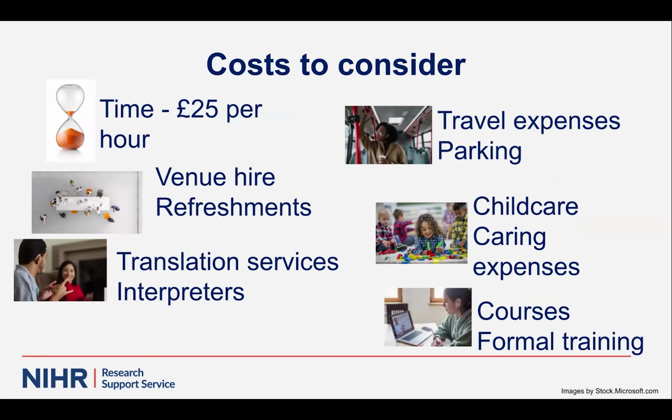In terms of broad guidelines, the general recommendation is £25 per hour for time. You'd also need to consider things like travel expenses and parking, venue hire. If you're working with people who don't speak English, you might need to consider translation services or interpreters. If you're thinking about your ongoing PPI work and working with the same people over the course of the project, it may be that there are some additional courses or formal training that you would like them to do in order to be able to fulfill that role.